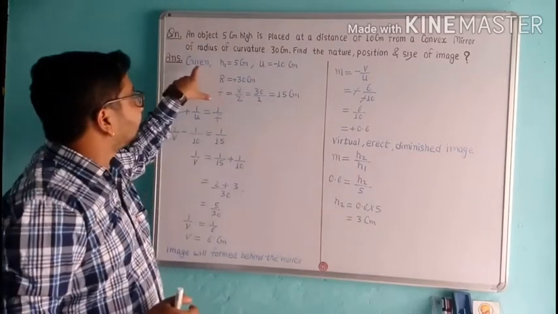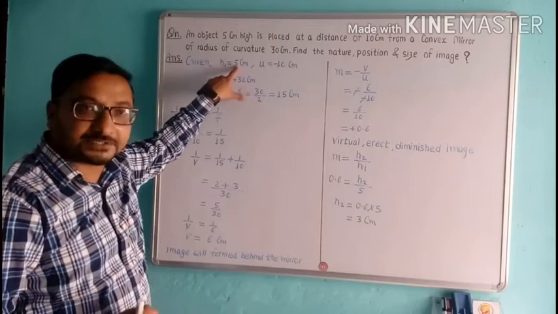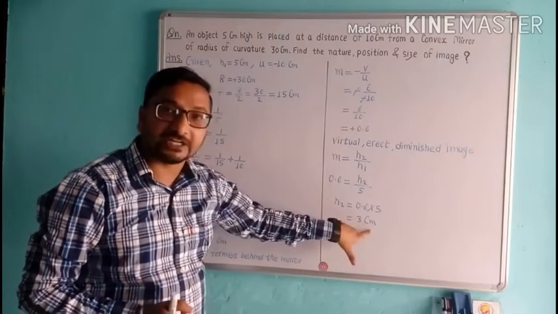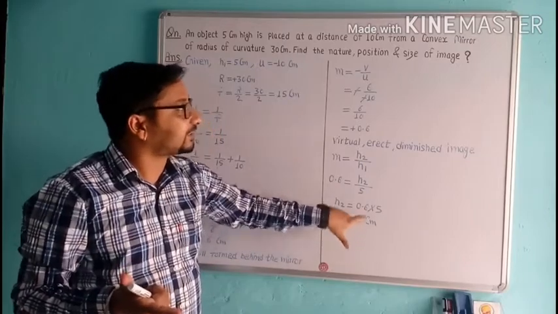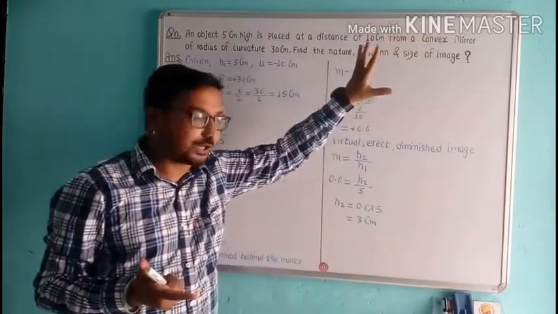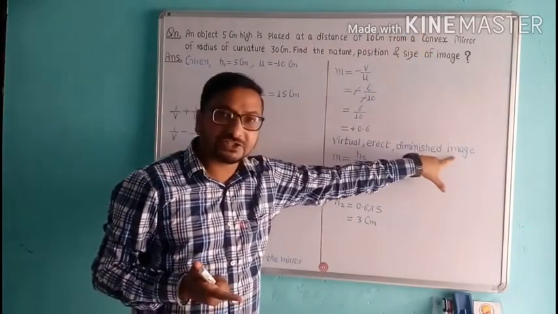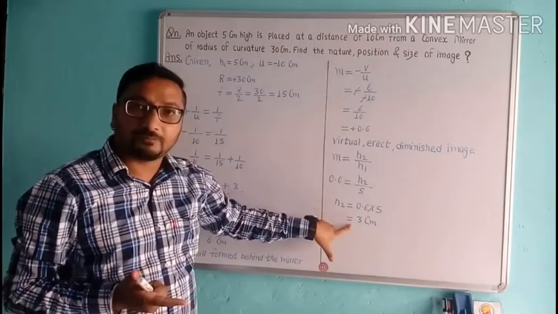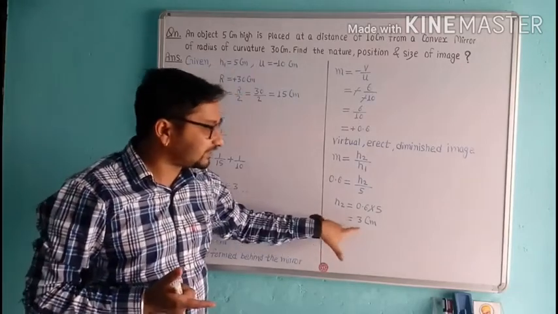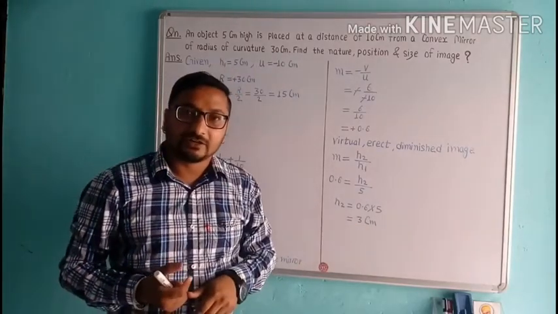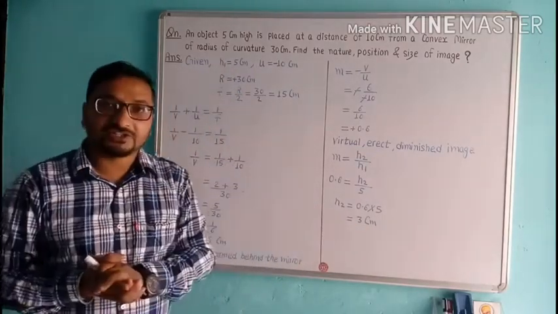Now the size of the object is 5 centimeter and the size of the image is 3 centimeter, that means the image is diminished. We already know that the image is diminished, and here we have proof that the size of the object is 5 centimeter and the size of the image is 3 centimeter. So this numerical is done.